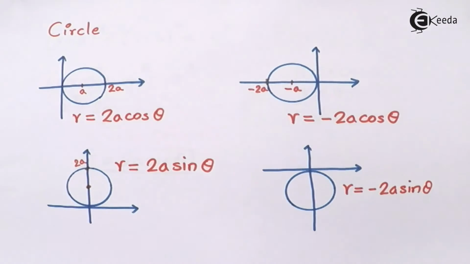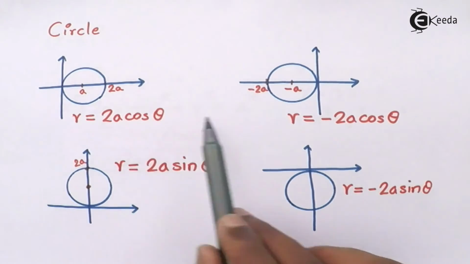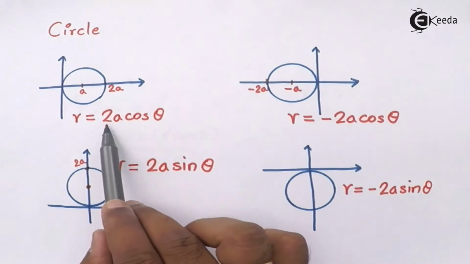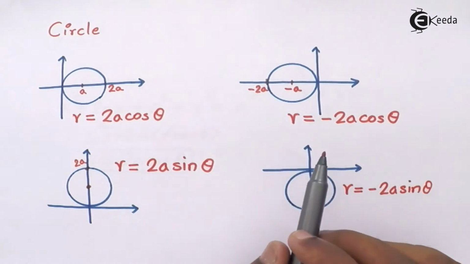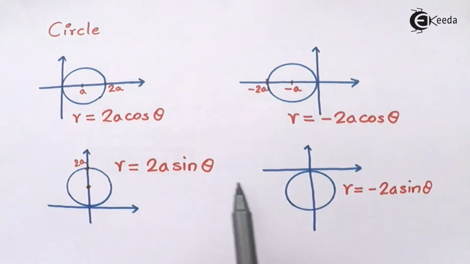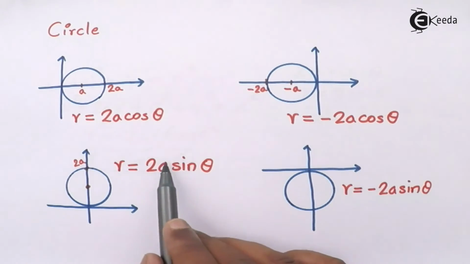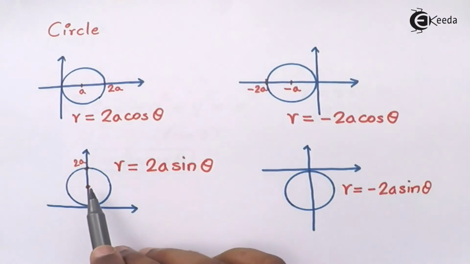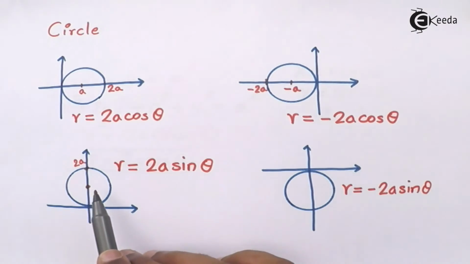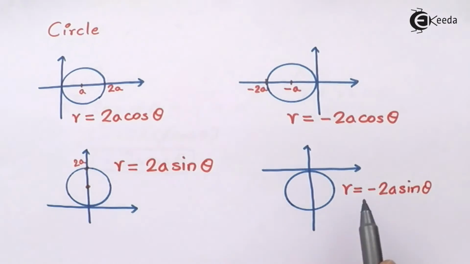Now how to remember this? Whenever you are getting cos theta with a constant, then that circle will be on the x-axis, but if you are getting sine theta, then that circle will be on the y-axis. You just have to observe this constant. If this constant is positive, that circle will be on the positive direction of the y-axis, and if that constant is negative, then that circle will be on the negative y-axis. This is how we have to remember.